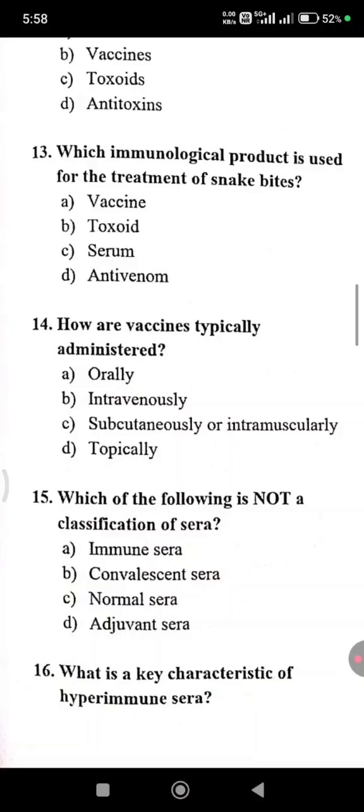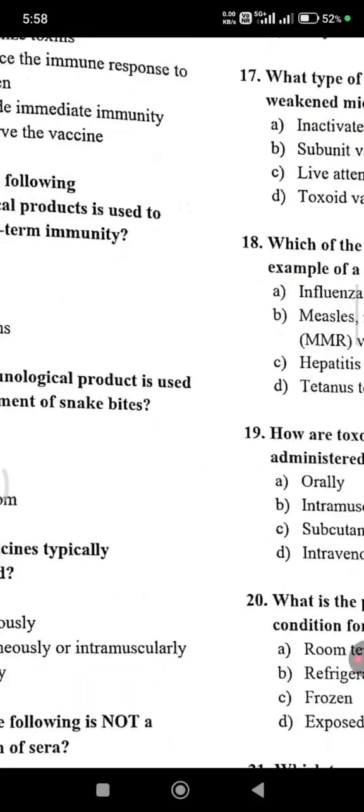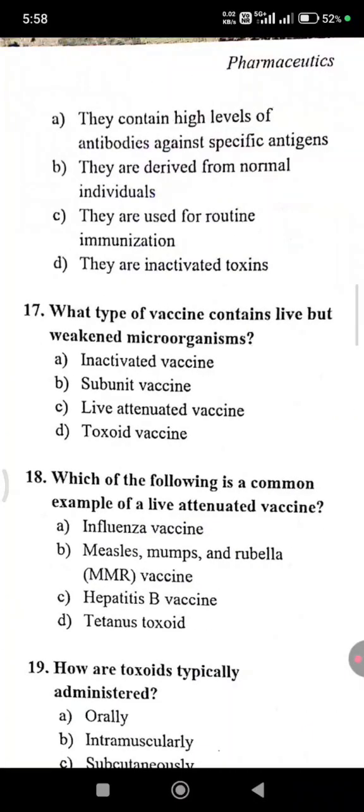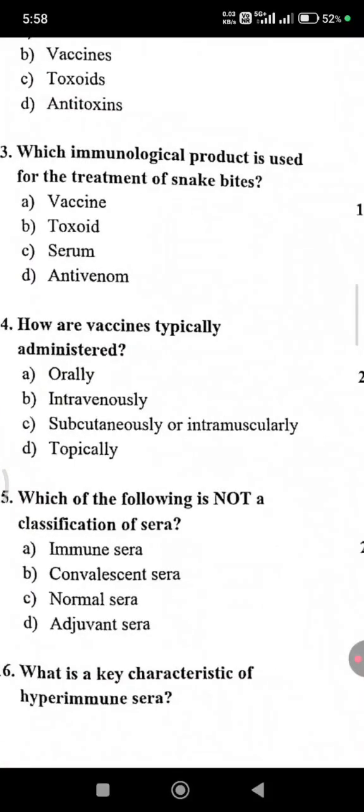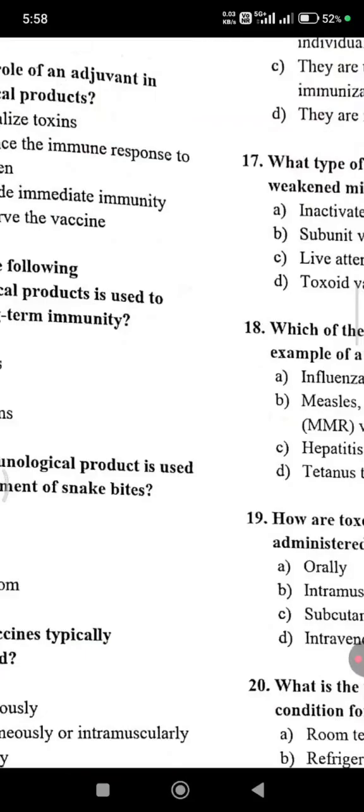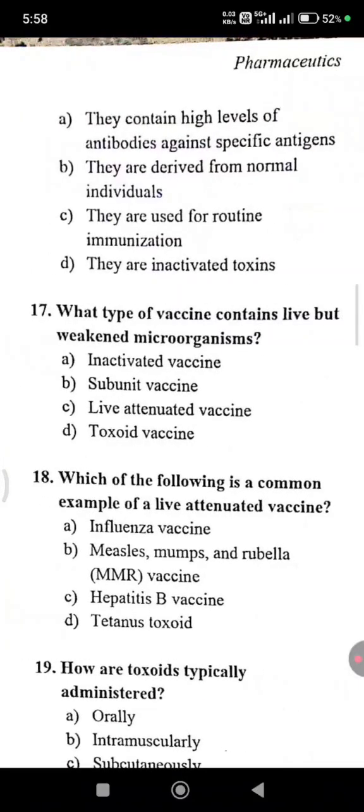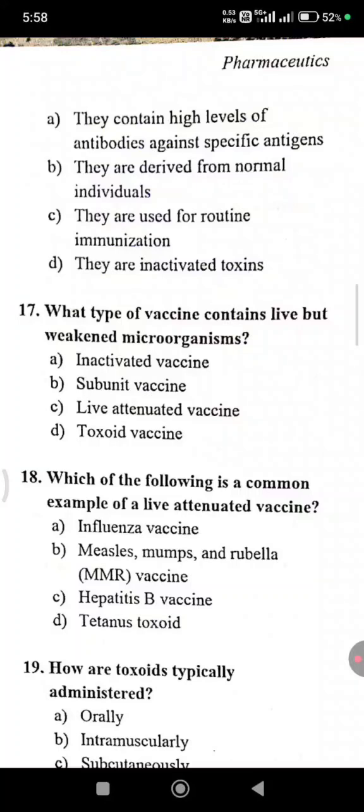Let's go to question number 16. What is a key characteristic of hyperimmunosera? Option A, they contain high levels of antibodies against specific antigens. Option B, they are derived from normal individuals. Option C, they are used for routine immunization. Option D, they are inactivated toxins. The right answer is option A.